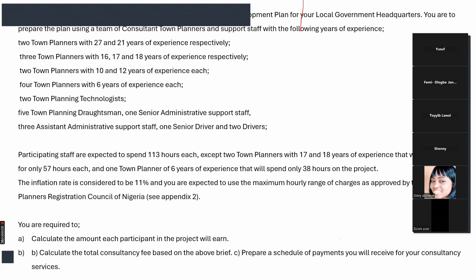Then B, they said calculate the total consultancy fee based on the above. Okay, that means you calculate the grand total. That is the total amount for the project. Then number C, they said prepare a schedule of payment you will receive for your consultancy. So whenever we sign a project, let's say we are signing a project for 100 million, when we sign that project, they are not just going to give you that 100 million.